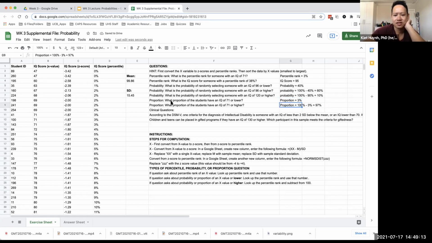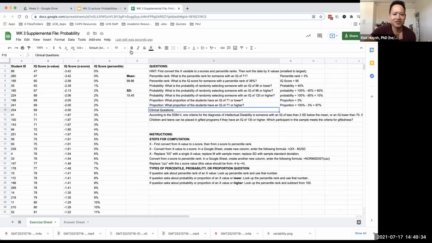So the question is, what proportion of students have an IQ score of 71 or higher? The answer is 97% of students have an IQ score of 71 or higher. So most people, 71 is a pretty low score. So only a few students have that score, and 97% of people have scores higher than that.